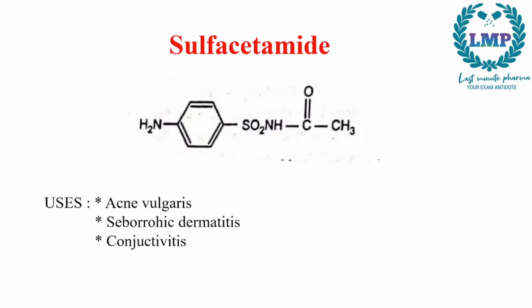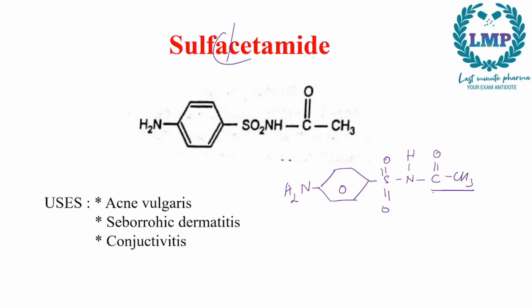Next we have sulfacetamide. As the name suggests, sulfa and acetamide. So first we'll draw the basic sulfonamide ring, S double bond O, and then H, and then acetamide. So C double bond O, CH3, acetamide. So this is sulfacetamide. It is used for acne vulgaris, seborrheic dermatitis, and conjunctivitis.